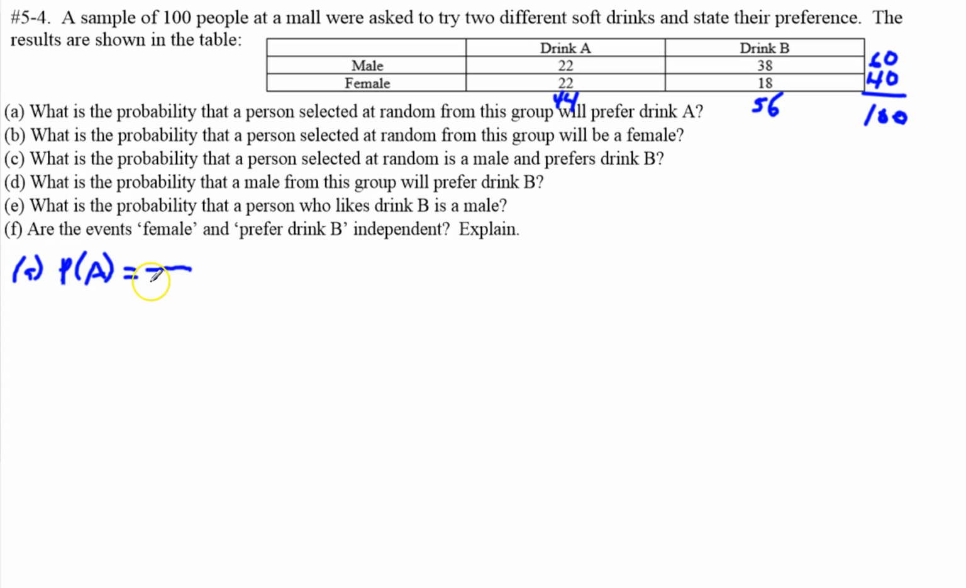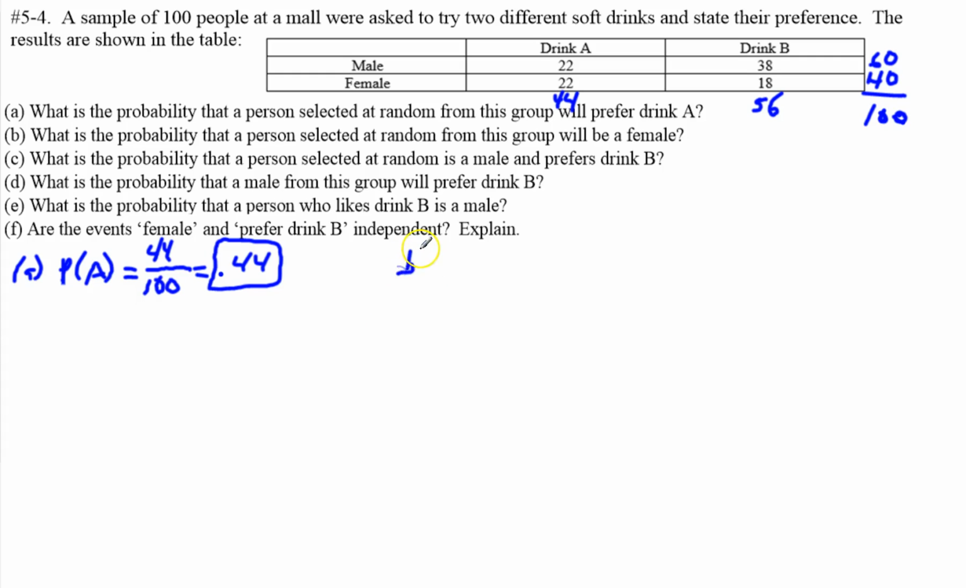We'd be talking about 100 people to choose from because it's the entire sample set. And out of that 100 people, how many people prefer drink A? That would be this 44. So it would be 44 out of 100 or 0.44. That would be the probability of someone at random being chosen who likes drink A.